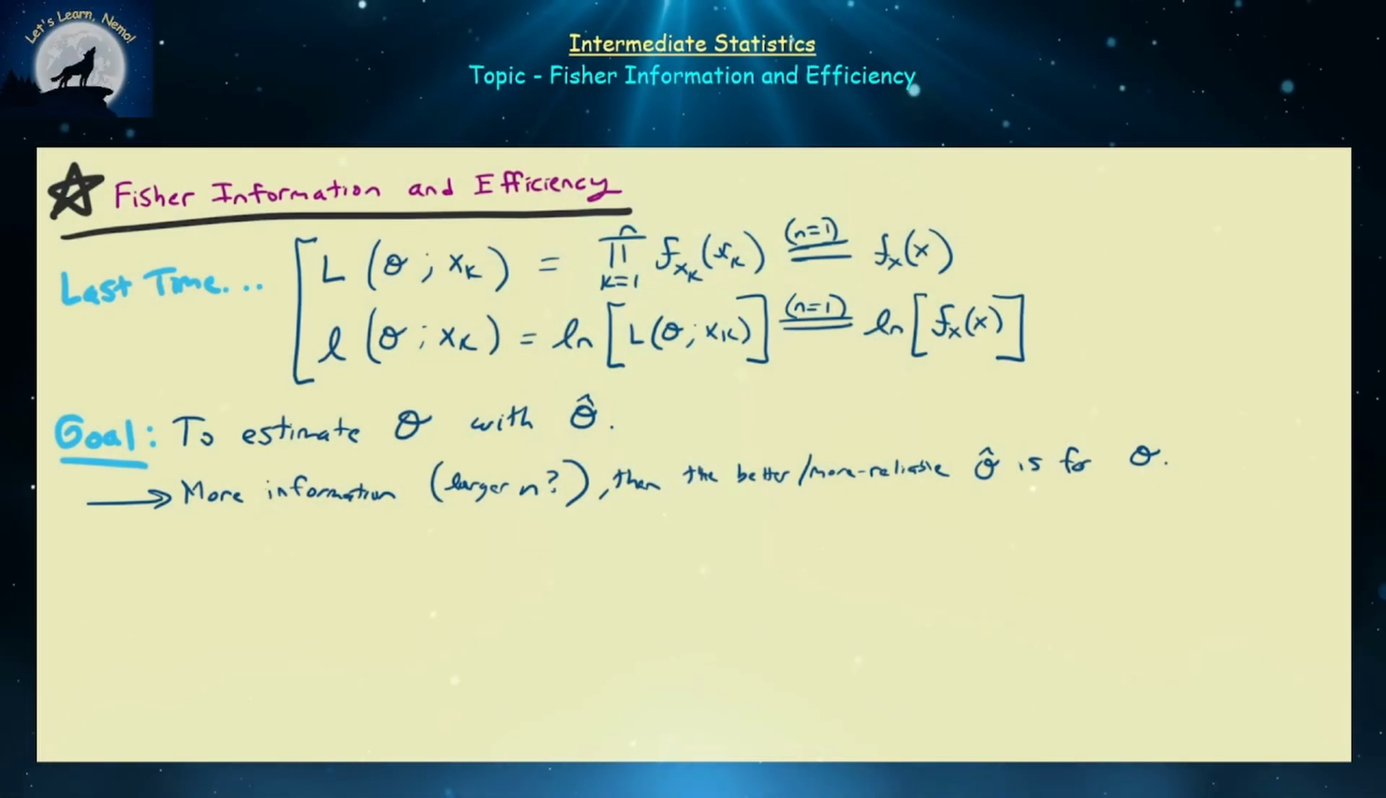Hello everyone, and welcome back to the series on intermediate statistics. Today we're going to be continuing our exploration of parameter estimation theory and introduce two new concepts known as the Fisher information and the efficiency of an estimator.